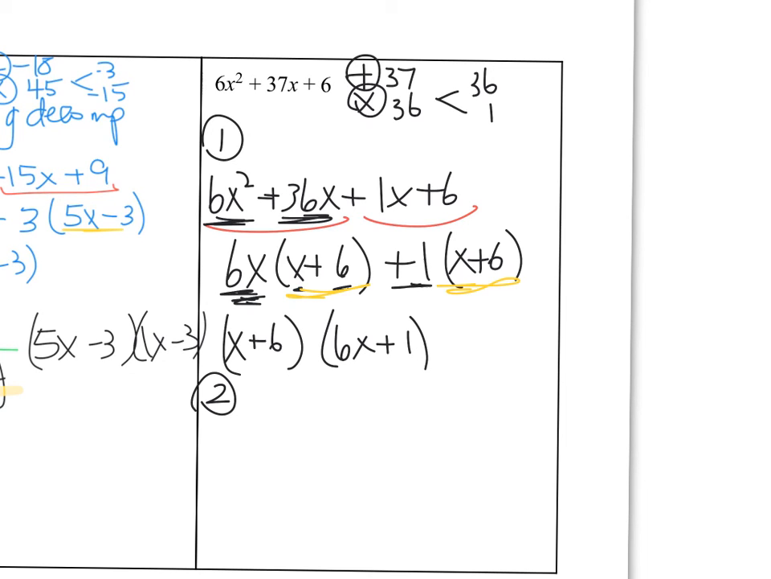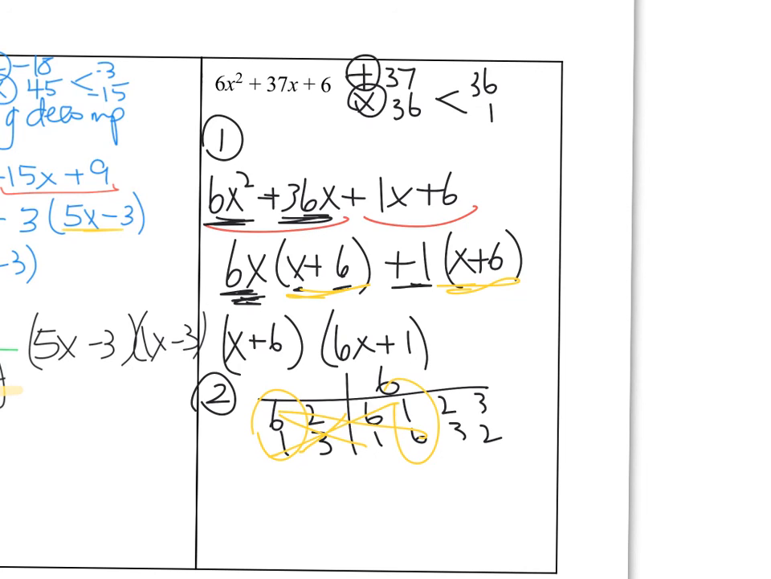Using the trial and error method, my 6 could be 6 and 1, or 2 and 3, and this 6 could be 6 and 1, 1 and 6, 2 and 3, 3 and 2. Then I use my crisscross method, so 6 and 6 does not make 37. The next one, 36 and 1 does make 37, so these are my two columns that matter. Everything's positive, so now I can just write based on what I see there, so 6x plus 1 and 1x plus 6. Good luck.